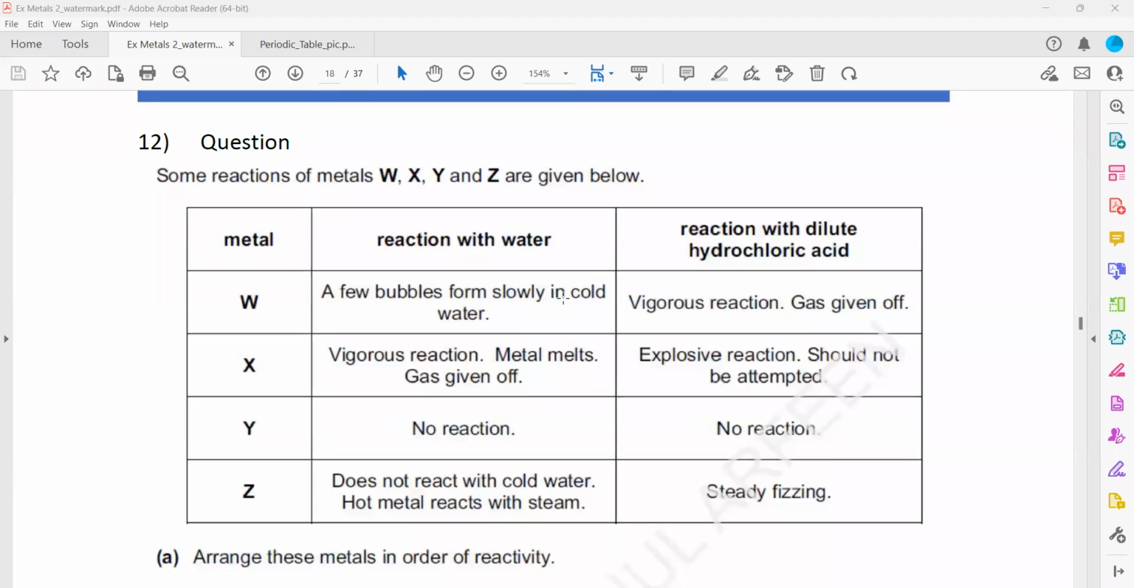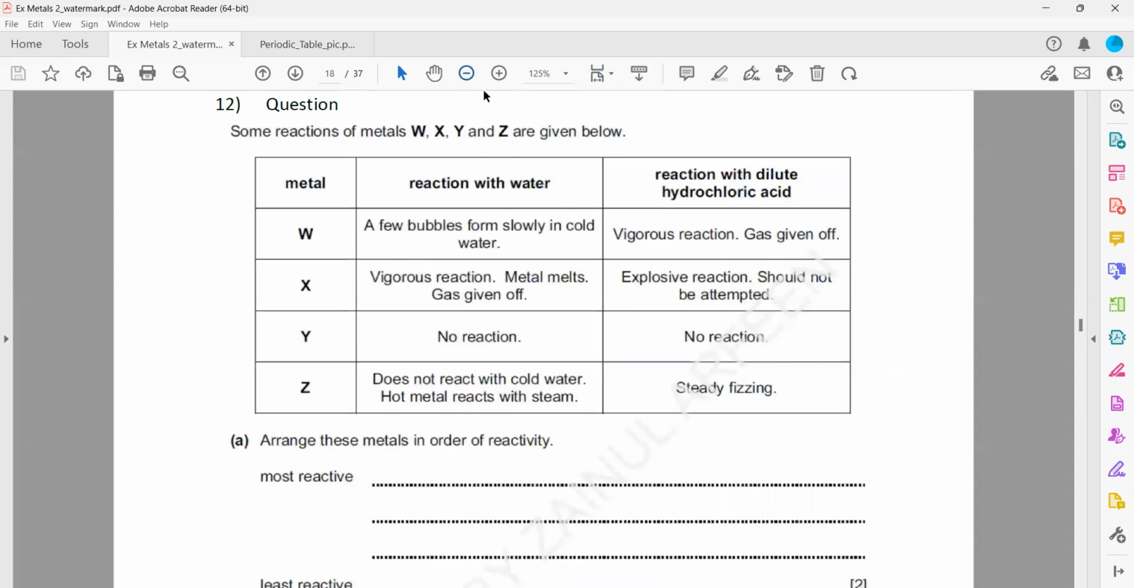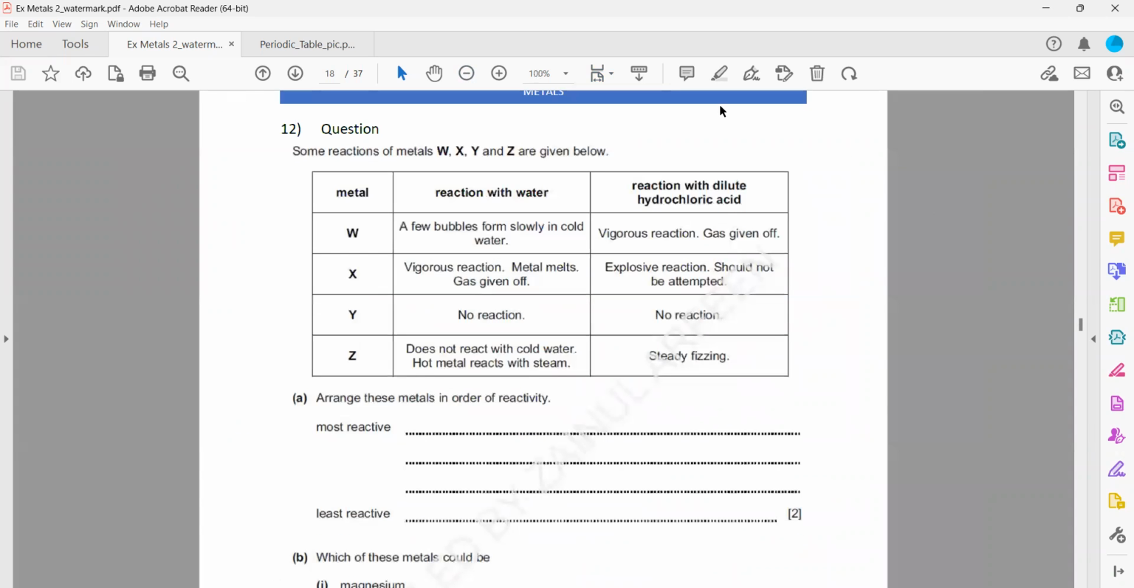The next one: some reactions of metals W, X, Y, and Z. And you can see when metal W is in cold water, few bubbles are there. And with hydrochloric acid, vigorous reaction, a gas is given off. With X, vigorous reaction, metal melts, gas given off, explosive reaction. Metal Y does not react at all, and metal Z does not react with cold water.